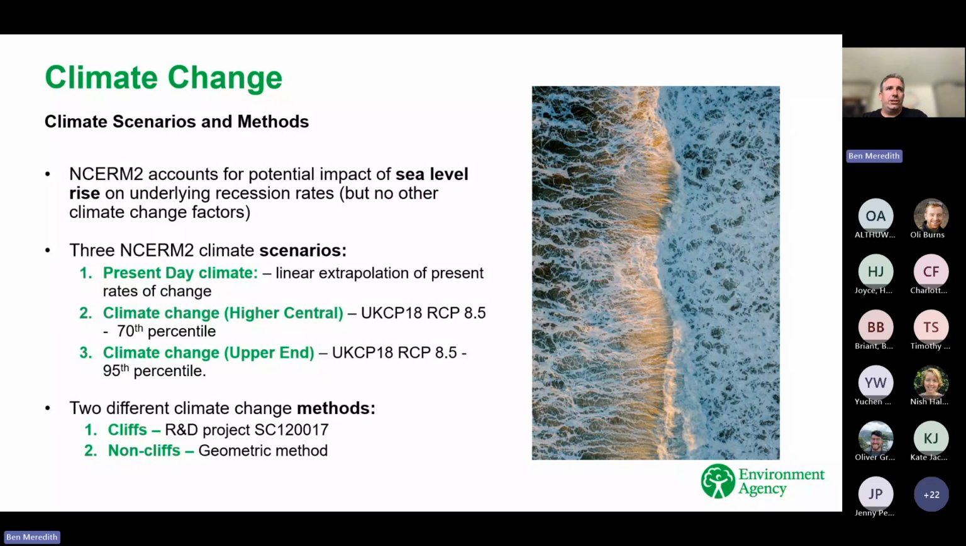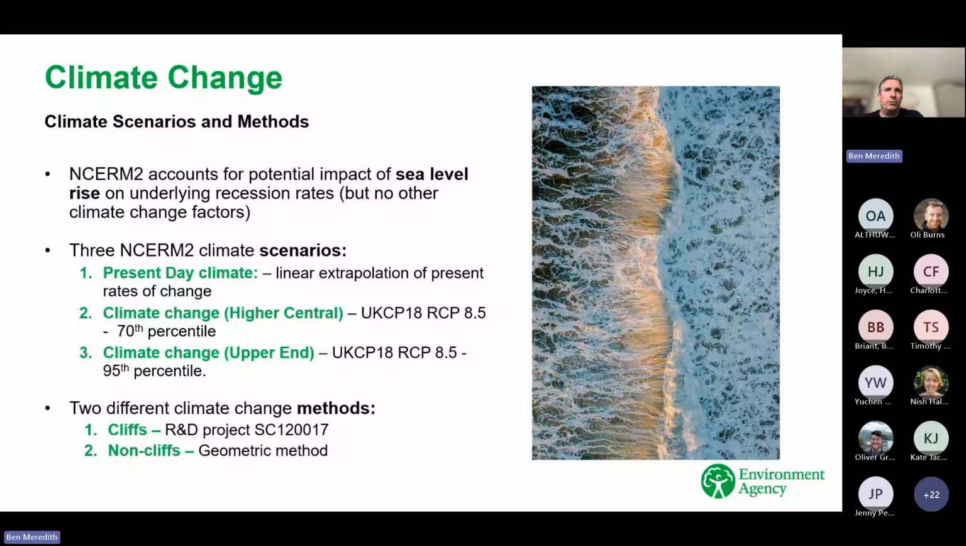So climate change, how did we account for this? NCERM now explicitly looks and accounts for climate change in terms of sea level rise and its impact on erosion and defence failure. It does not account for increases in rainfall or groundwater due to climate change, because that was too complex at a national scale for us to take on.